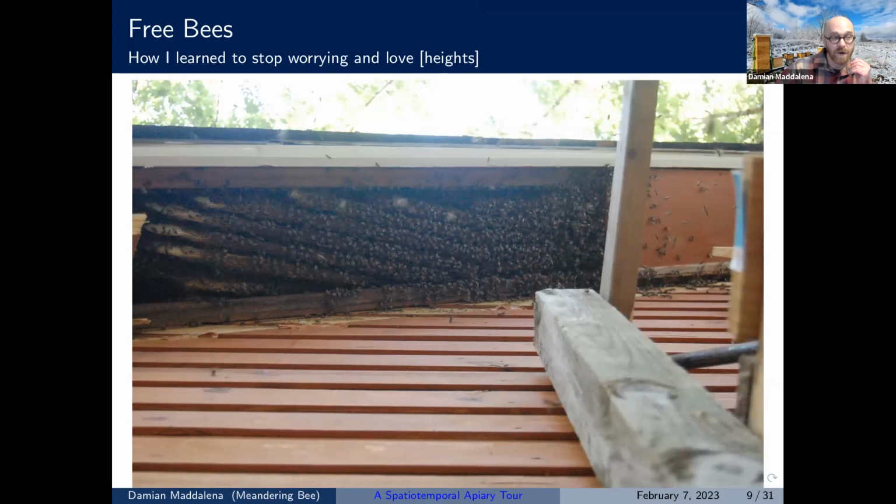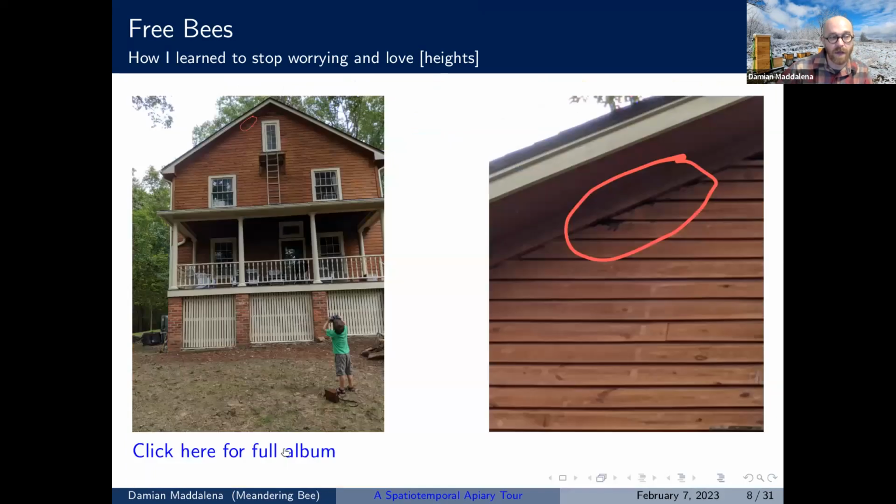And if you're interested, I'll send you this link. There's a full album here, but that took us all day to cut that out. We banded everything into medium frames. This is when I started to realize comb management is easier in frames than it is in bars.